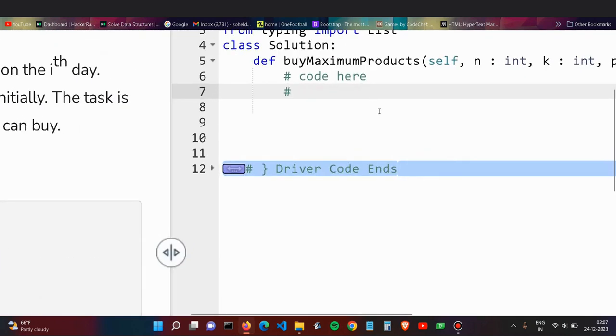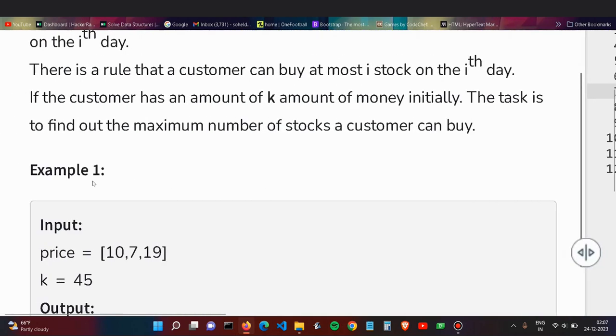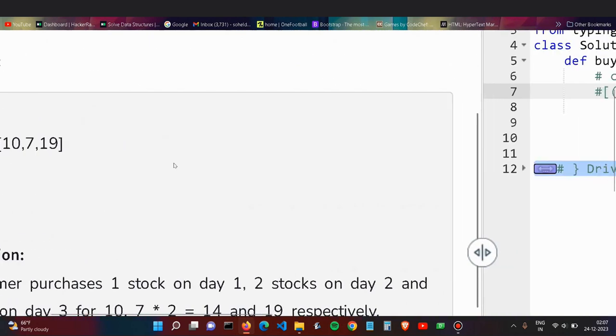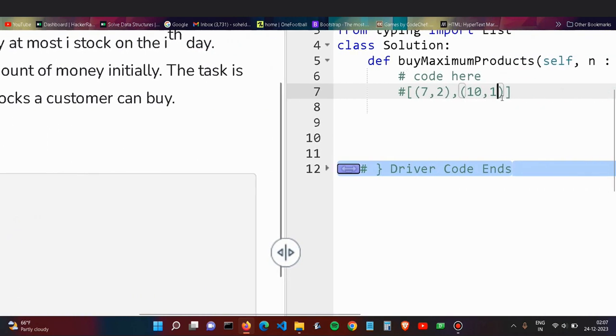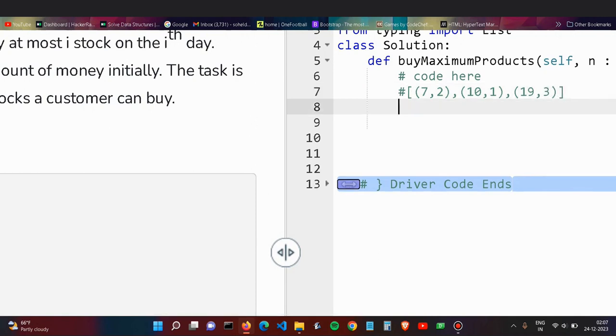We will take a list with tuples inside. For example, here it will be 7 1, sorry, this one will be 7 2, and this will be 7 1. We will check the index value, add 1 and store it, so that we keep track of the days. This one was the first day, this one the second day, and the next one the third day. We'll do it in this process.